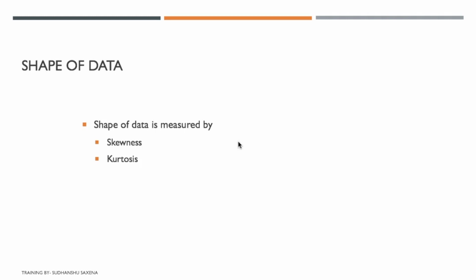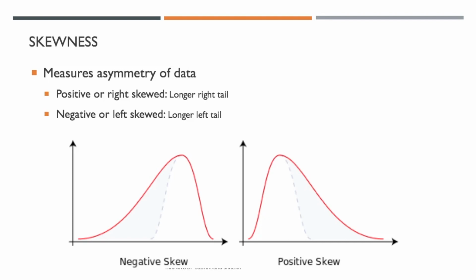Now if you look at the skewness of the data, this is how the skewness and kurtosis will look. Skewness actually measures the asymmetry of the data, whether my data is symmetric or not. On the right-hand side figure, it's a positively skewed data where the right tail is much longer, and on the left-hand side we have negatively or left skewed data, which has the left tail much longer. So this is how my data will look.